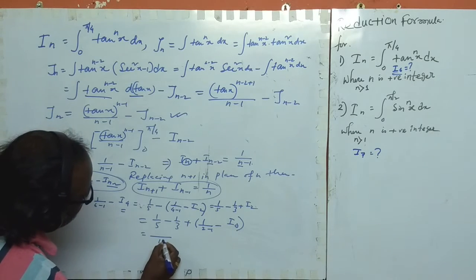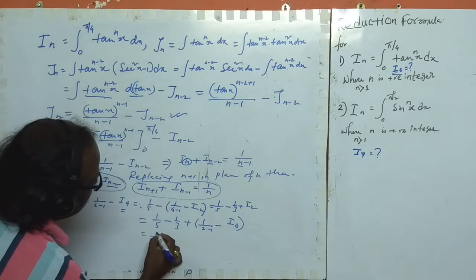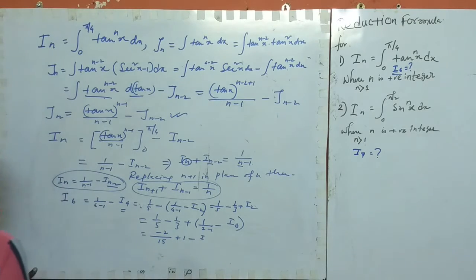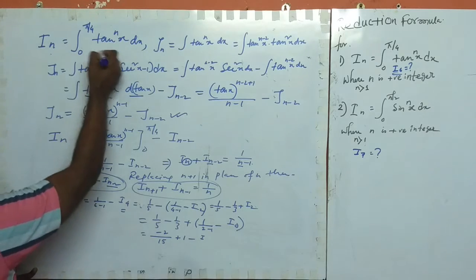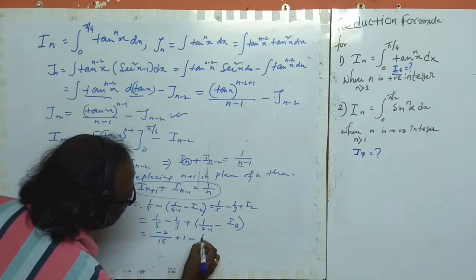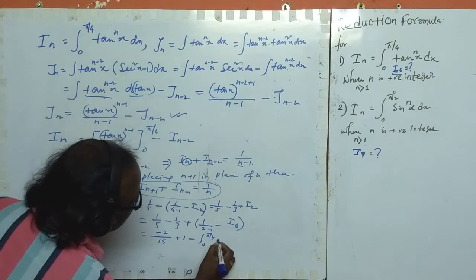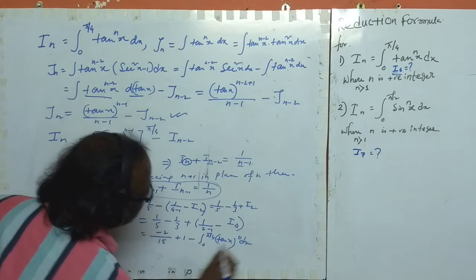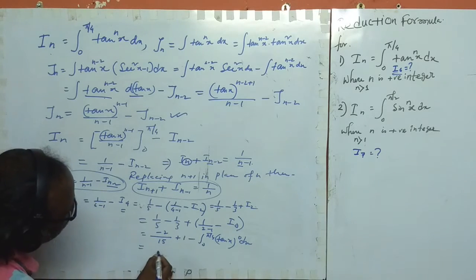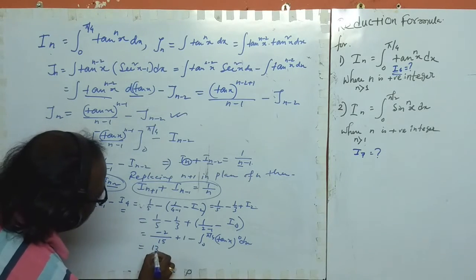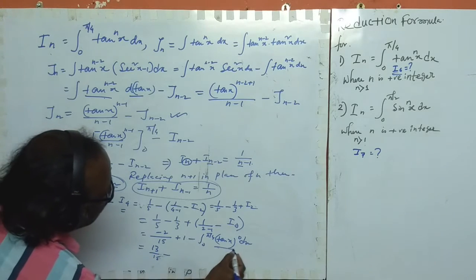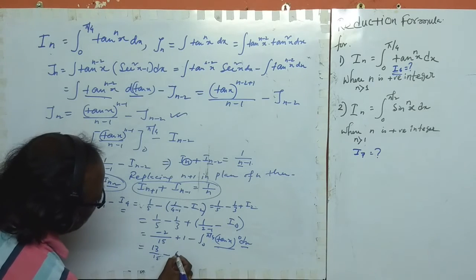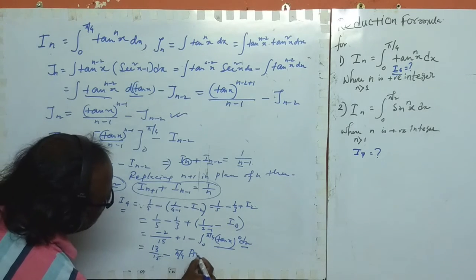So taking the LCM, that is 15, 3 minus 5, this is minus 2, and the last one is I naught. If this is I naught, then the degree is 0. So that's why the integral from 0 to pi by 4 of tan x to the power 0 dx, so this is equal to 15 minus 2, 13 by 15, and only dx. This is 0 degree, so dx means pi by 4. That is your answer.